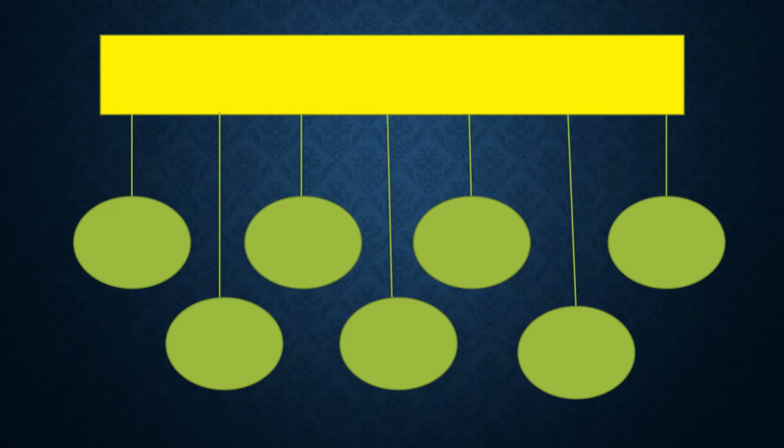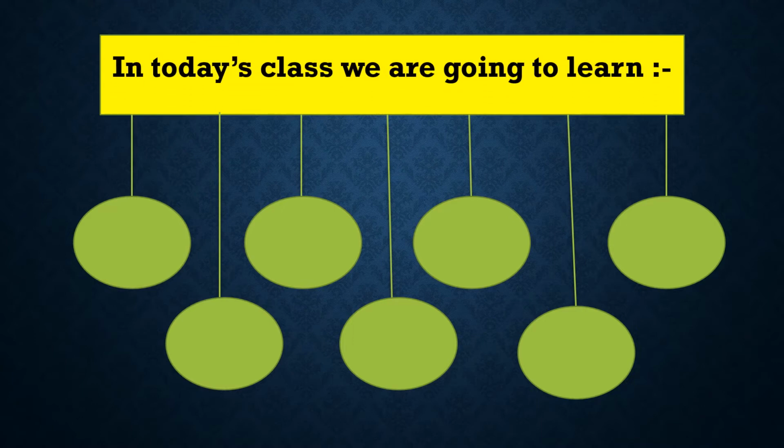After the revision of chapter number 6, let us now learn chapter 7. In this class, we are going to learn number 1, keyboard. What is a keyboard? Number 2, keys of a keyboard. What are the different types of keys on a keyboard? We are going to learn.